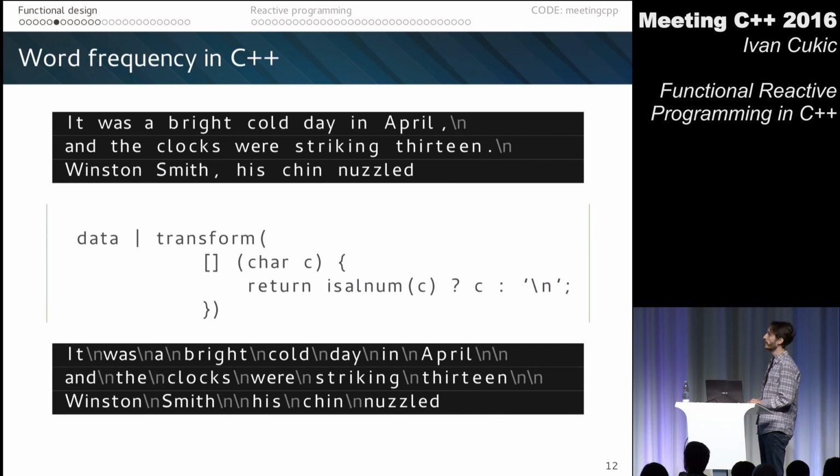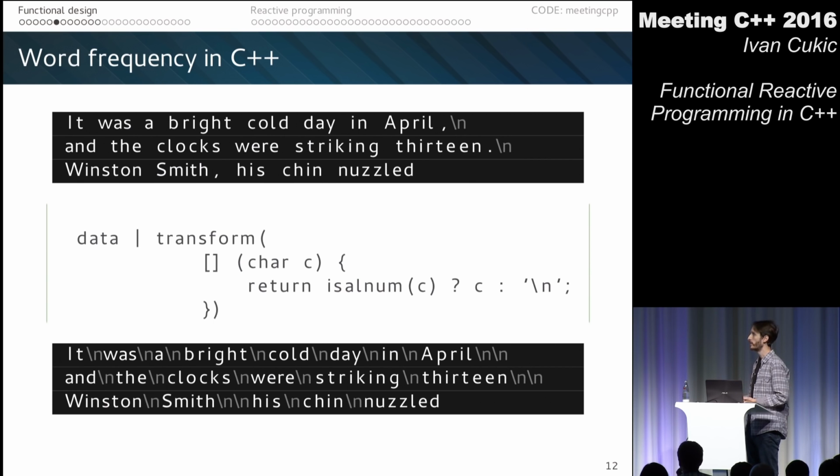First, we have the data, and we want to ignore spaces, commas, semicolons, and everything else. So the data should be transformed so that each character, if it's a letter or a number, is left as it is. If it's not a letter or a number, it is replaced with a \n. So what we are going to get is words separated by \n's.